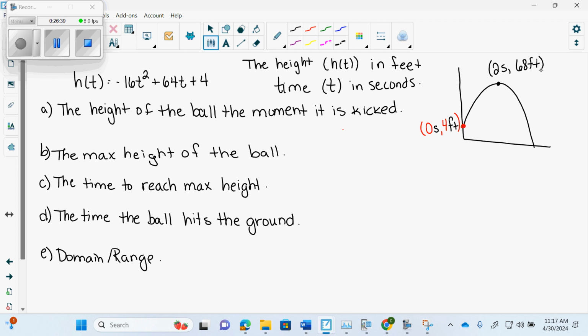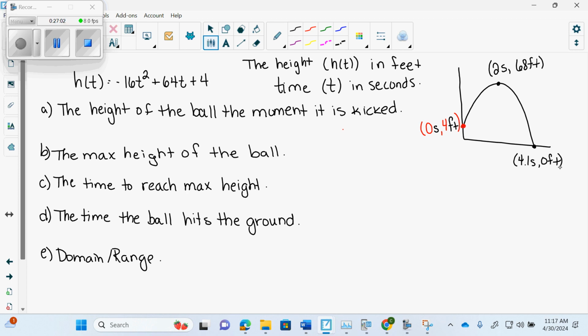And then it hits the ground at 4 point something. 4.06. So if I say to the nearest tenth, it would be 4.1 seconds, 0 feet, to help ourselves out. Correct? All right.